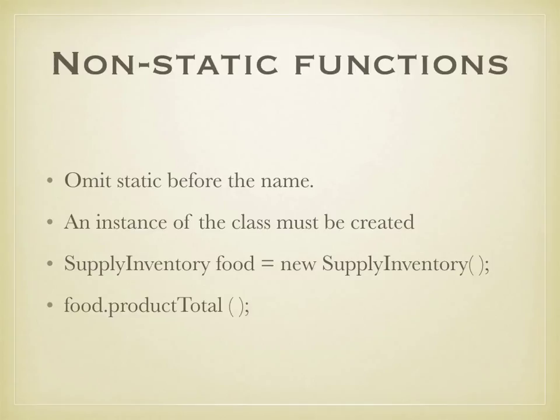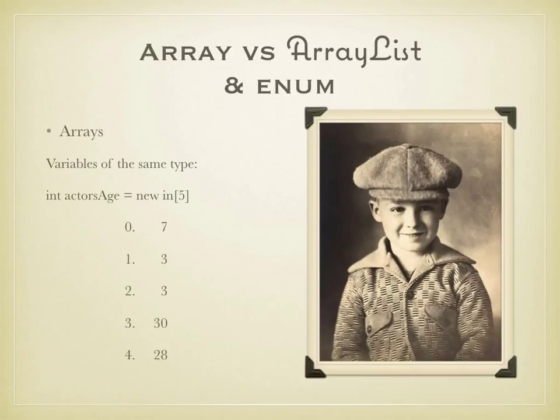A non-static function will not have the word static before the name of the method. An instance of the class must be created somewhere. In this case, we created a new instance of the supply inventory class called food. The syntax for calling or referencing a non-static method is the object name, followed by a dot and the method name. Now let's learn about arrays versus an array list and an enum.